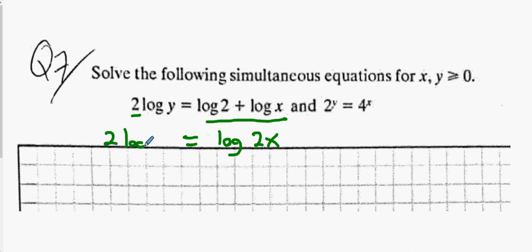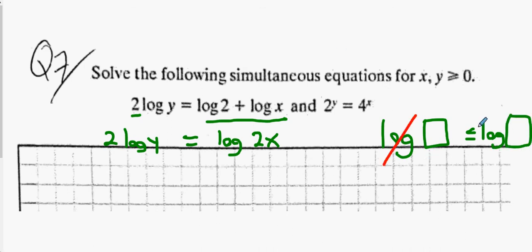Now, I like a scenario where there's log something equals log something else. Why? It's then and only then I can ignore the logs, isn't it? We were over this earlier today. Is there any way to get rid of that 2? Is there any way to send it back in? What could I do?